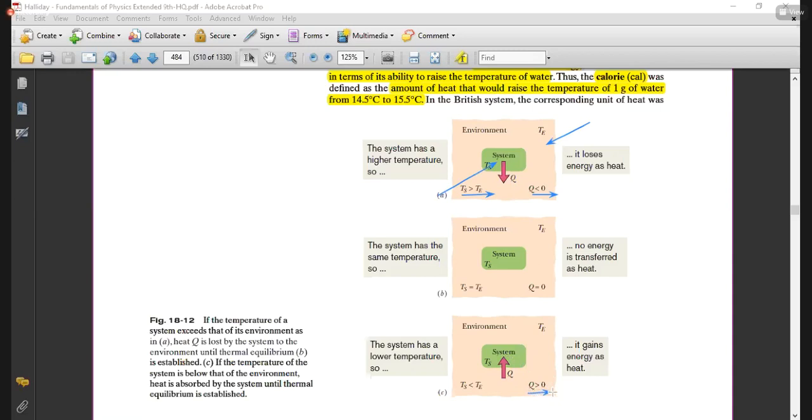After some time, let's suppose the system and the environment are at the same temperature. Okay, so in this case, there will be no transfer of energy. So we will take heat equal to 0. Okay, clear? Any question up to this point?